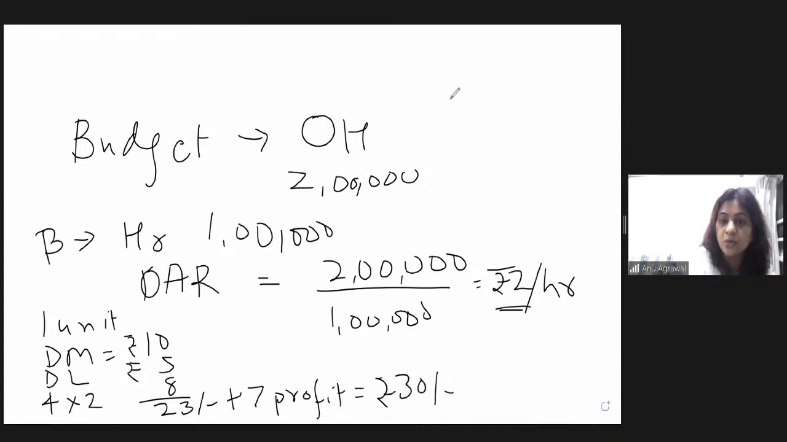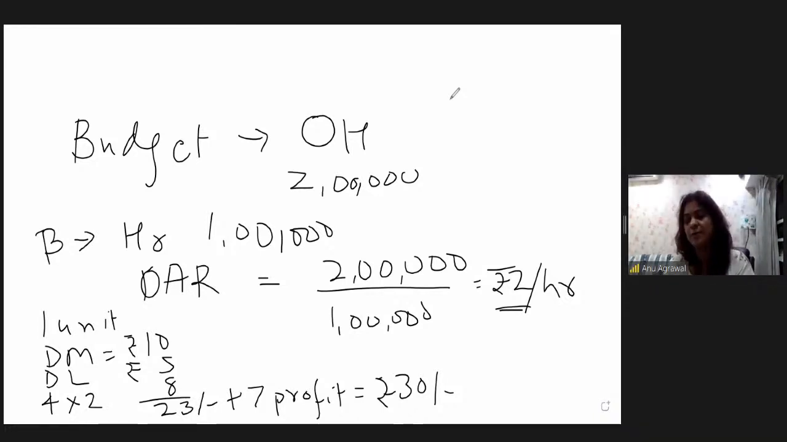So this is the logic behind absorption costing. The reason for absorbing overheads is so that you can actually find out the cost of a product and then add profit to it so that you can determine a selling price. I hope I'm very clear, right?